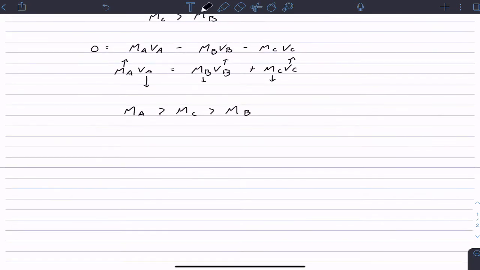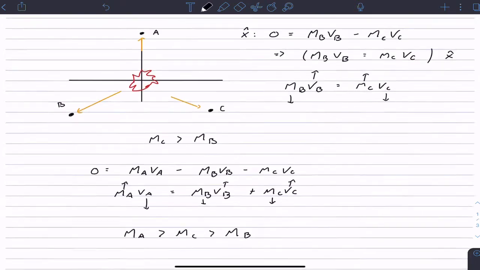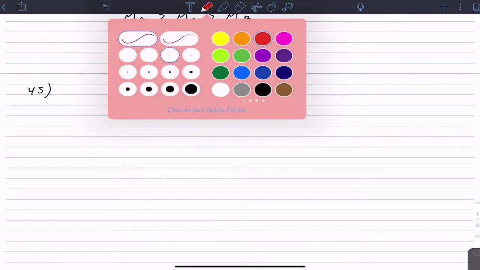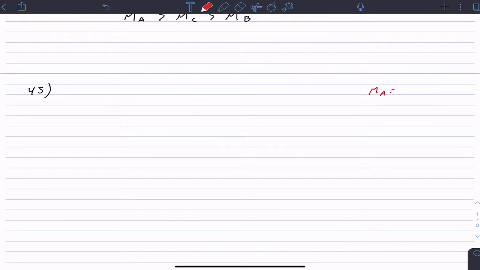Okay, so for the next problem 45, it's the same setup, same rocket setup, but now this time we're given some values and we're asked to find the velocity of piece C. So let's write down what we're given. MA is equal to, we'll call it 0.1 kilograms. MB is equal to 0.02 kilograms. And MC is equal to 0.03 kilograms. Okay, then we know that VA is equal to 1.5 meters per second. VB is equal to 7 meters per second.